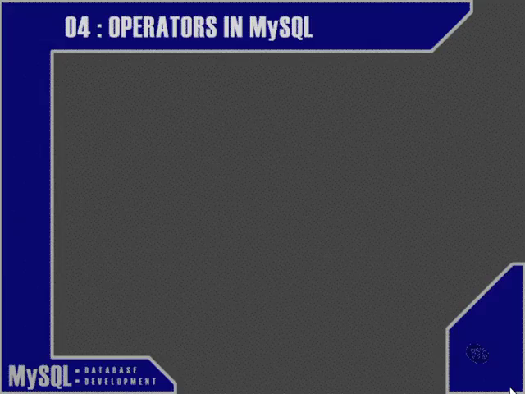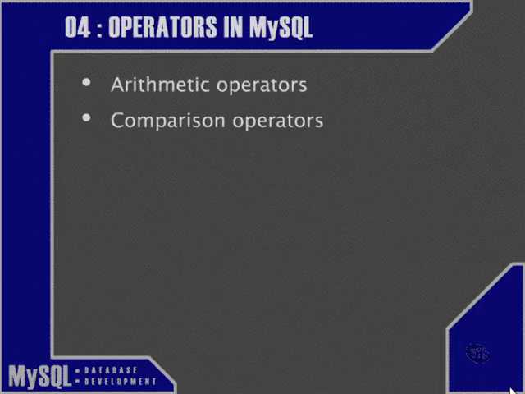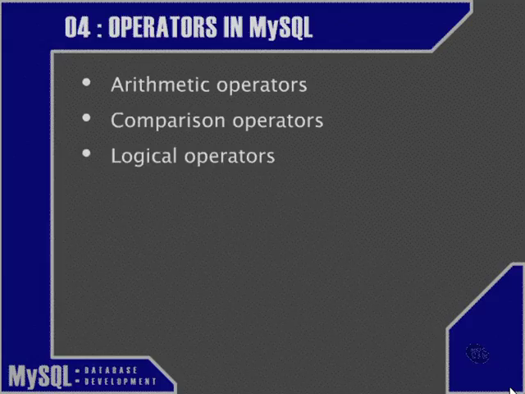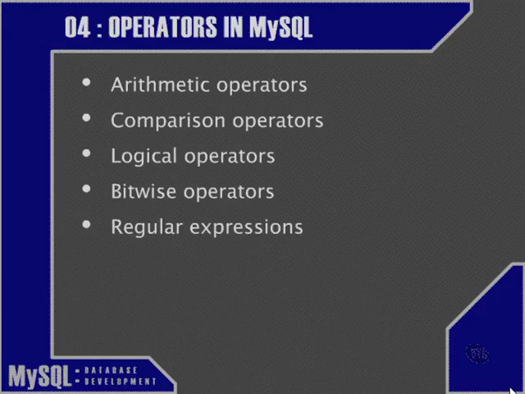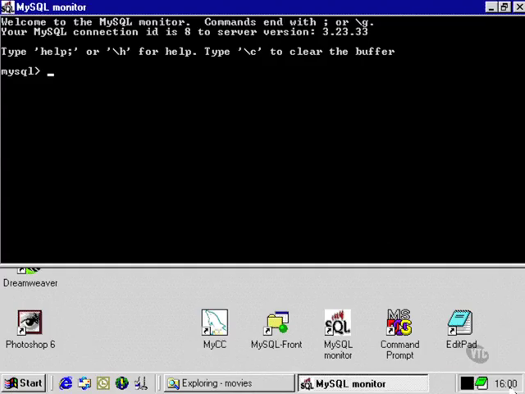In this chapter, we're going to be looking at the different operators available to us within MySQL. We're going to be looking at arithmetic, comparison, logical, bitwise operators, and we're also going to be looking at regular expressions. There's a lot to take in this chapter, so let's start out with probably the simplest, which is the arithmetic operators. You're probably going to be familiar with these from maths at school.